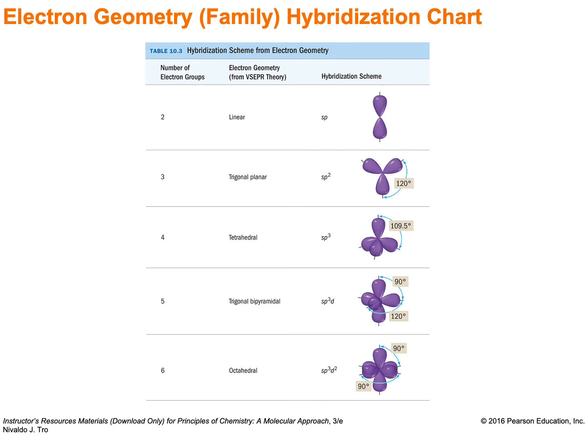Tetrahedral with 4 electron groups, like methane, the previous slide, forms 4 equal sp3 hybridized orbitals. 5, trigonal bipyramidal, you have sp3d hybridized orbitals, 5 of them. And an octahedral with 6 forms sp3d2 hybridized orbitals.